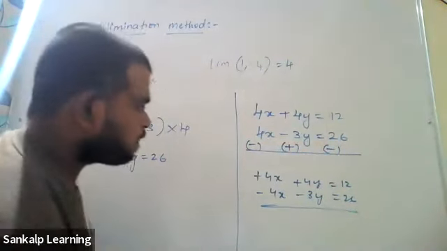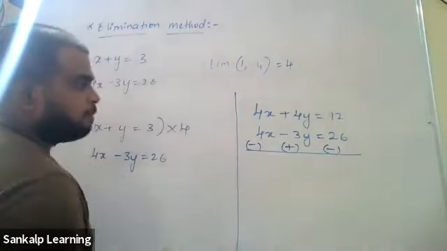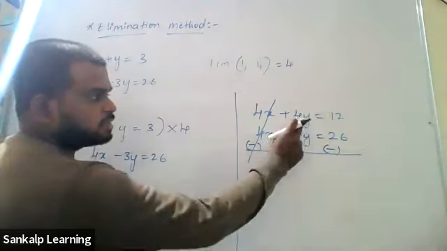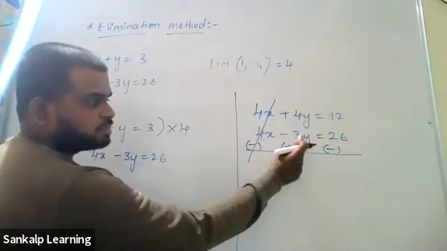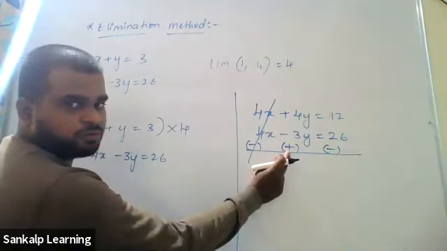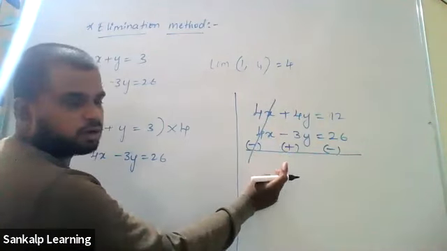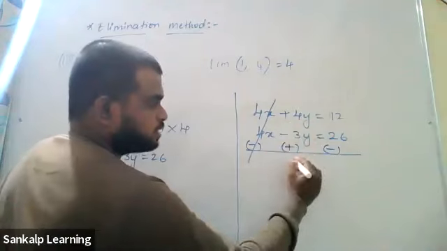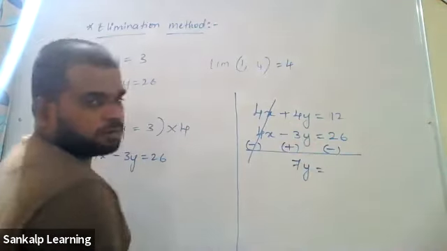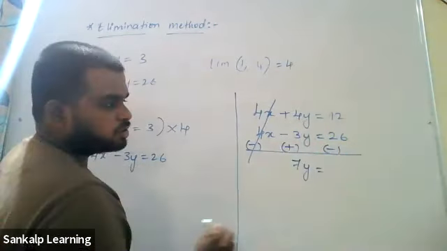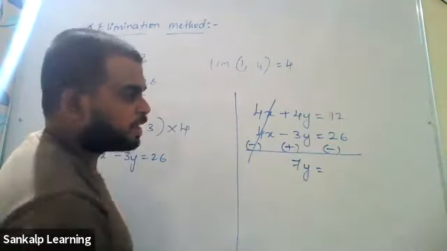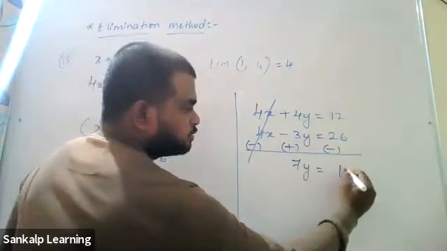Okay. Let's do it. Plus 4x minus 4x gets cancelled. Now observe. This number has got positive sign. This number has also got positive sign. You have to check the new one, not the old one. Okay. So both are positive. You must add it. 4y plus 3y is 7y. Now observe here. This number has got positive sign, but this number has got negative sign. Opposite sign, you have to subtract it. 26 minus 12 is 14.